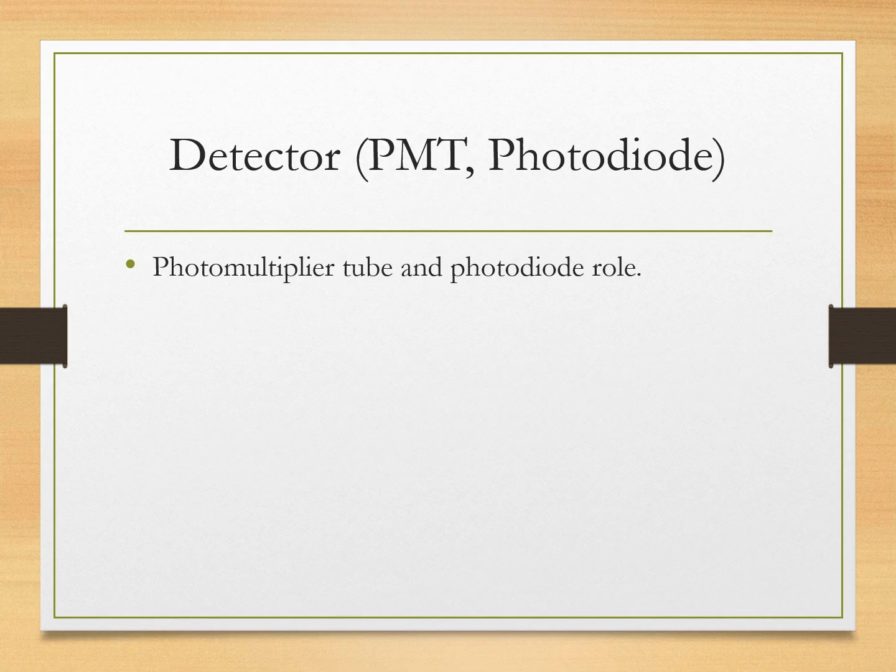There are different types of detectors that can be used. The detector converts light intensity into an electrical signal. There are two major types: the photomultiplier tube, which has high sensitivity, and the photodiode array, which has fast scanning. The signal is then processed into absorbance.